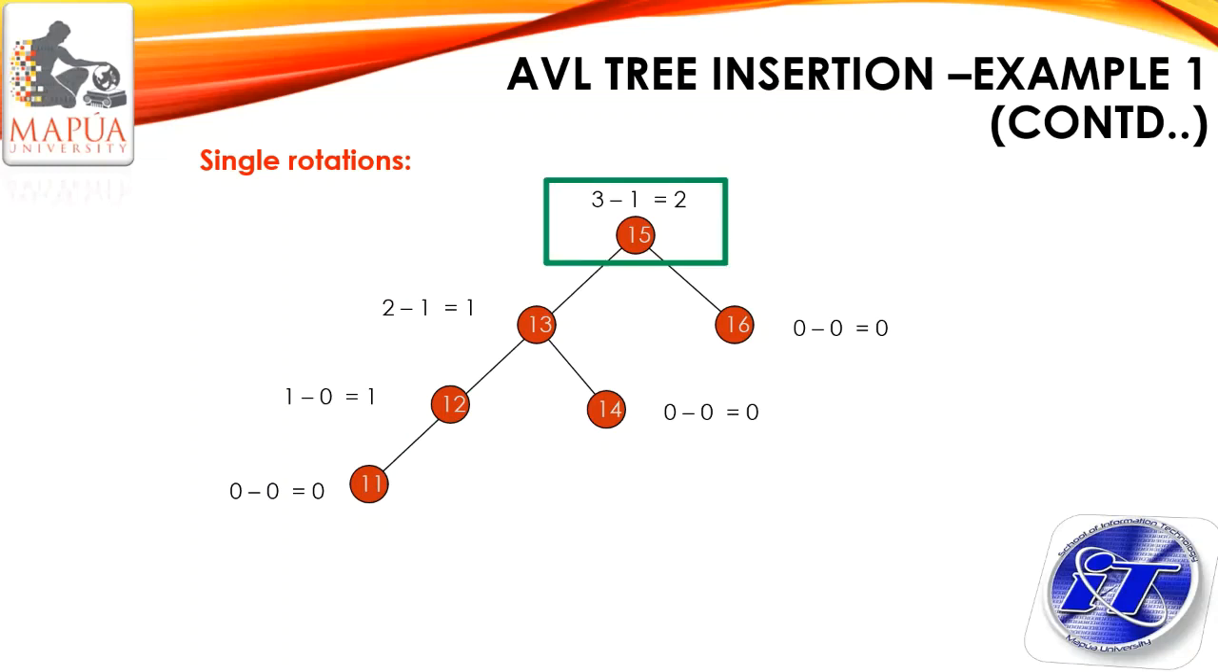So we have a problem with node 15. So we need to have a rotation. So let's check where is the issue, what is the cause of this issue. So it is on the left side. 15 is connected to 13, and 13 is connected with 12 and 14, but the issue is on the left side wherein 12 is connected to 11. So that's why we have more height on the left compared with the right side. So we have an LL issue. So LL rotation should be implemented here between 12, 13, and 15.